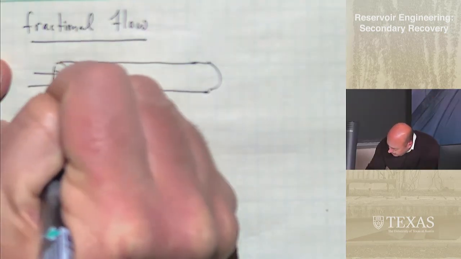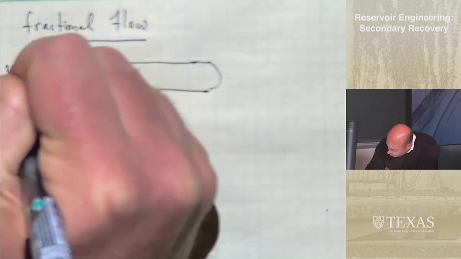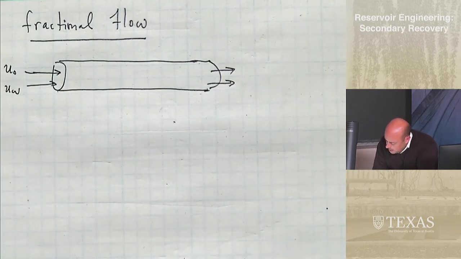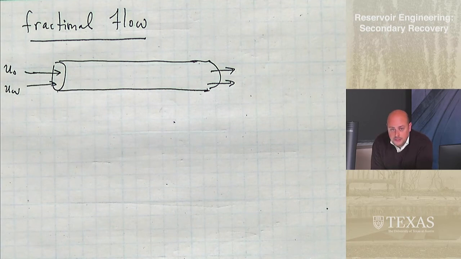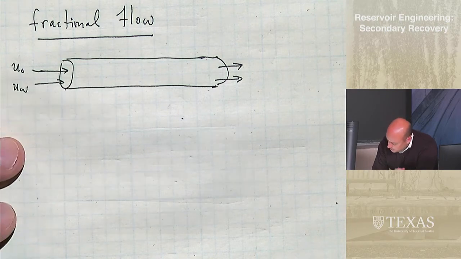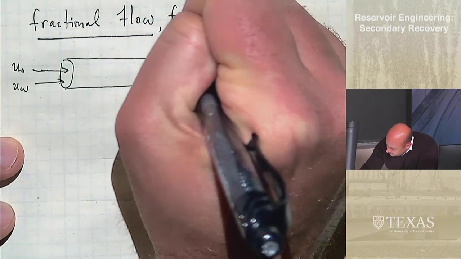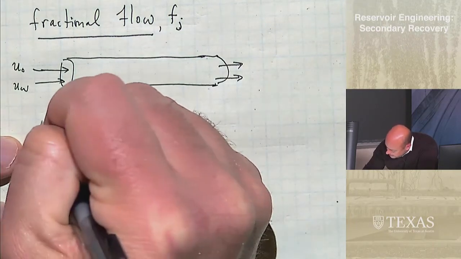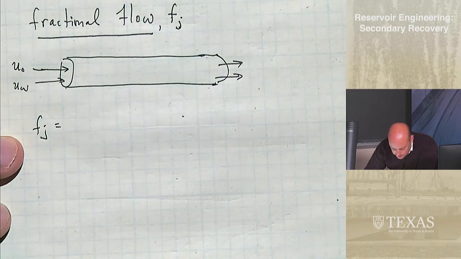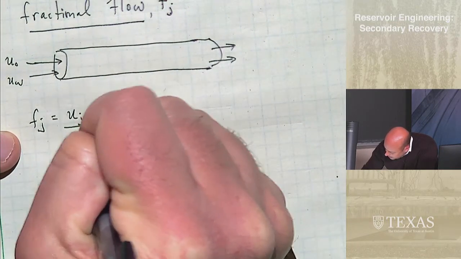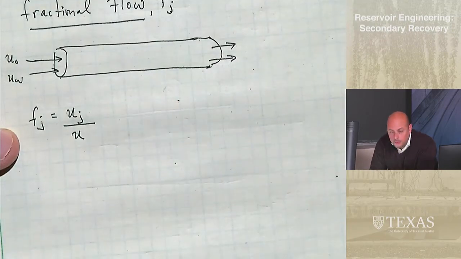We have oil and water flowing through this. And what fractional flow is, it's exactly what it sounds like, the fraction of the flow that's a specific phase. So I'm going to use the term F J. So F for fractional flow, J for phase. And Fj is by definition Uj divided by U total.